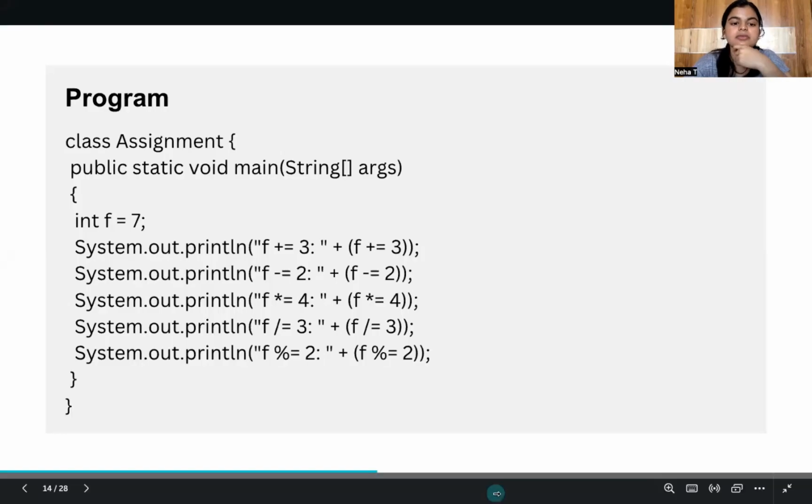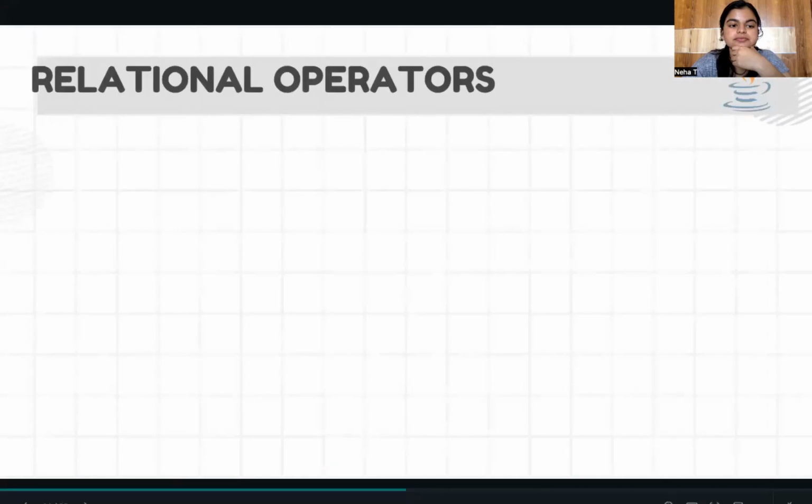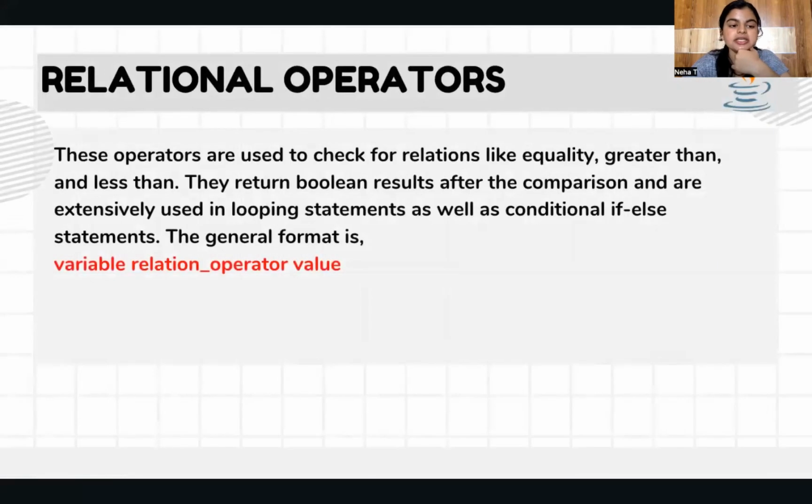Next, we have the relational operators. These operators are used to check for relations like equality, greater than, less than. Or they can even be used as combinations again, like greater than equal to, less than equal to, not equal to. They return Boolean results after the comparison. They compare and then we get the Boolean result, that is true or false. And these are used in looping statements as well as if else condition statements.